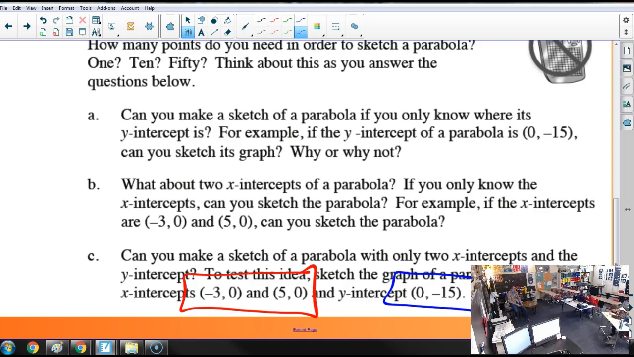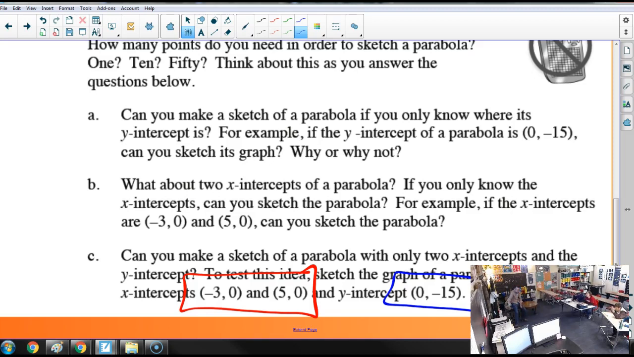Would this graph be concave up or concave down? It would go down. Put those points there, and then, does it look like a U or does it look like an A? It looks like a U, right?